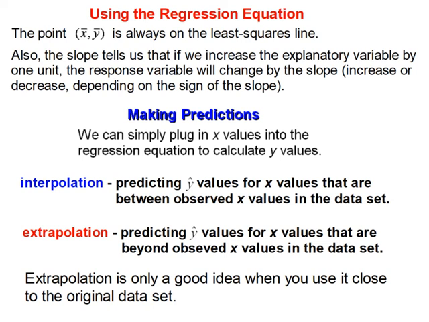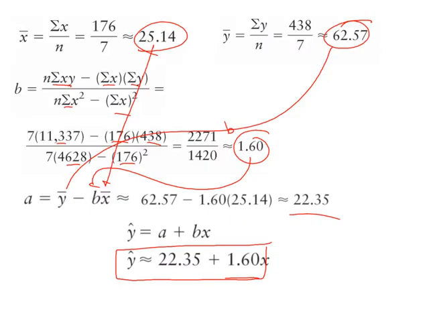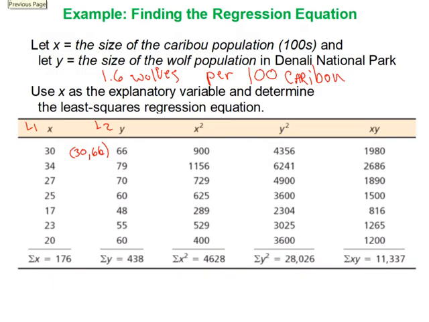Interpolation is predicting y hat values or y values for x values that are already between the x values that are in our data set. So if I go back to our caribou, I've got 17 is the low end and 34 is the high end. So if I wanted to plug x is equal to 33 into my equation, that's interpolation because it is between the numbers 17 and 34.